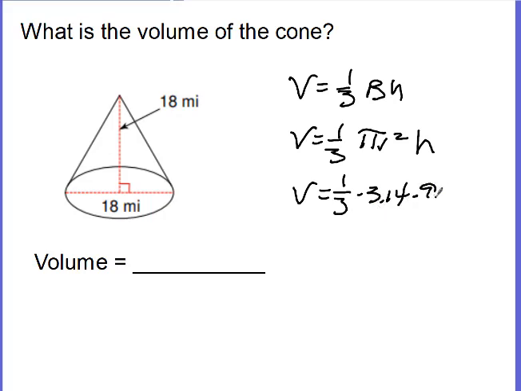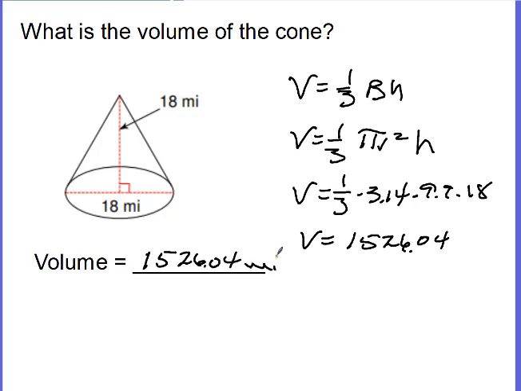So we would do 9 times 9 times, and then the distance between the base and the farthest point away from the base is 18. So in this particular problem, you would type in 3.14 times 9 times 9 times 18, get an answer, and then divide that by 3. And if you do that correctly, you end up with 1,526.04 miles cubed. So the volume in this particular one is 1,526.04 miles cubed, because it is cubed, okay, because we're still dealing with 3 dimensions.